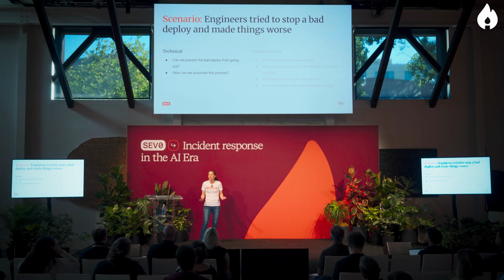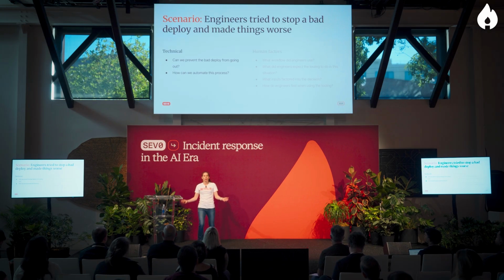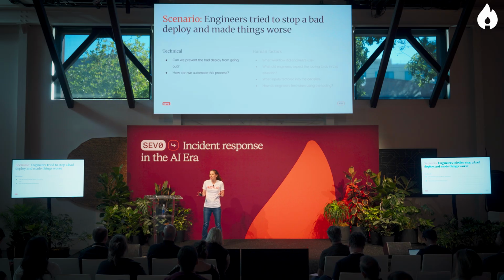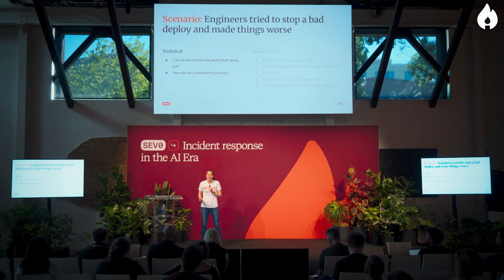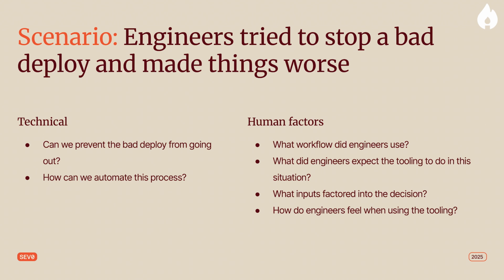Okay, on the technical side, how do we prevent that bad deploy from going out in the first place? Maybe we do canaries. We want to add some of those to our deployment process. Again, going to our favorite word, automation. How could we automate this? Let's remove the human. Could we detect those error signals and then just have the system roll back automatically? Again, great insights to be gained from the technical angle.